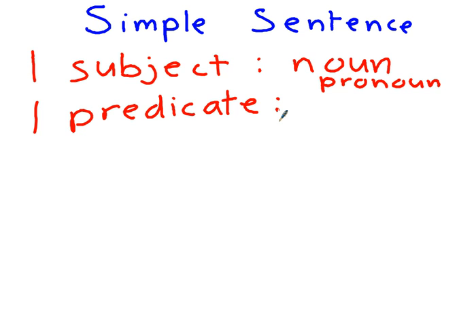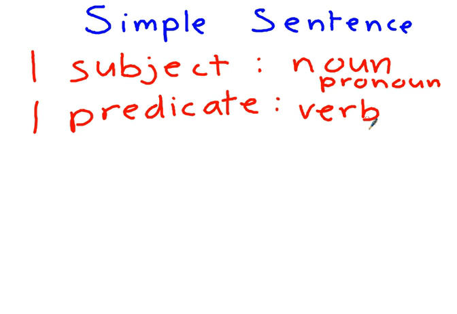Now the predicate is everything else. It's the rest of your sentence. It has to have a verb in it. It's what the subject does or is. Okay? So this one has to have your verb in it.